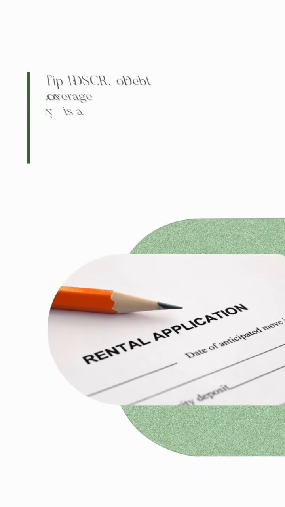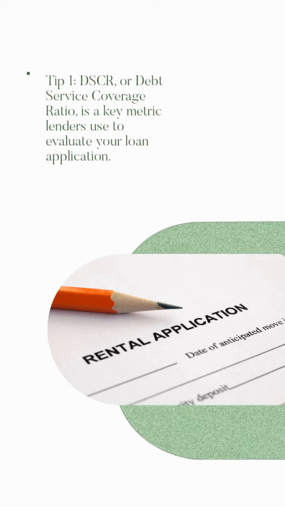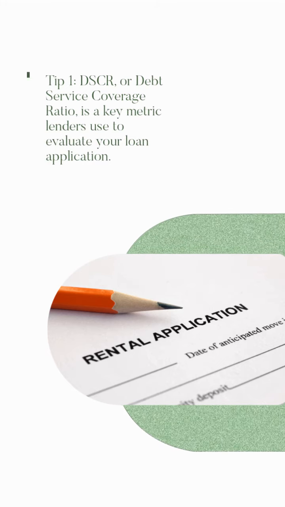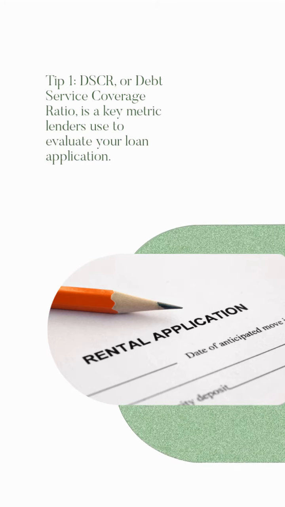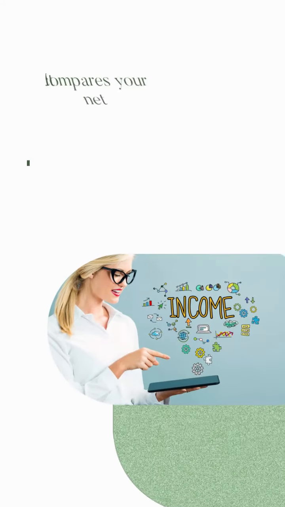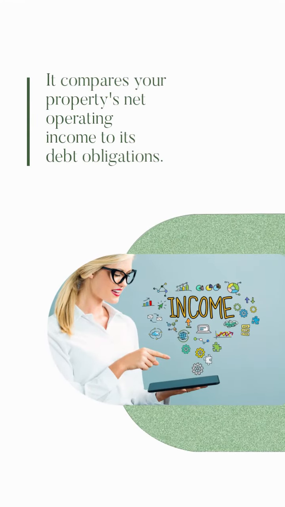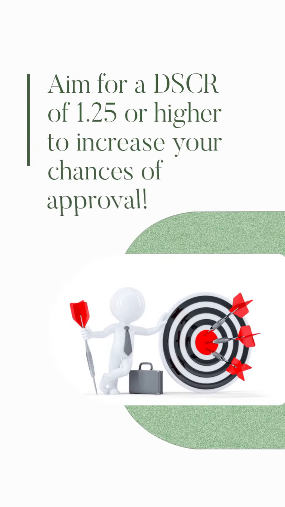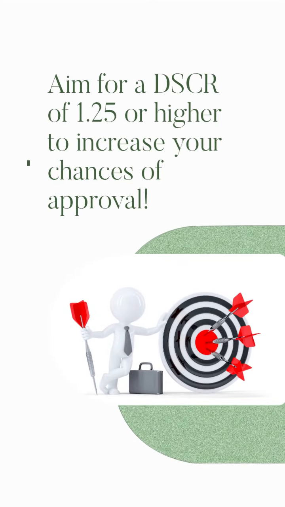Tip 1. DSCR, or Debt Service Coverage Ratio, is a key metric lenders use to evaluate your loan application. It compares your property's net operating income to its debt obligations. Aim for a DSCR of 1.25 or higher to increase your chances of approval.